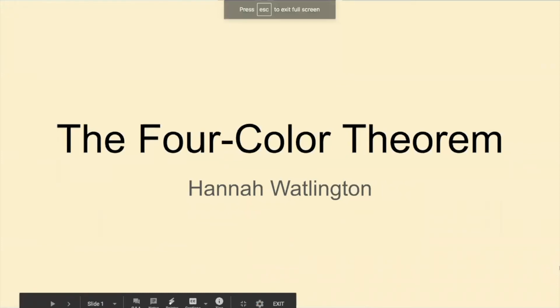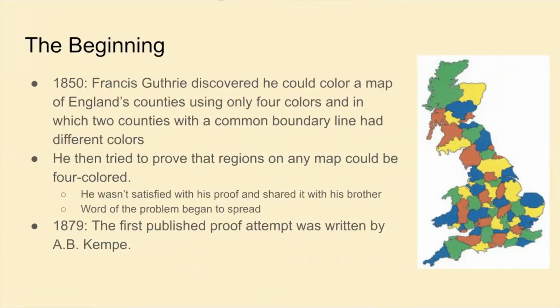My final presentation is on the four-color theorem. The four-color theorem came about in 1850 when Francis Guthrie discovered he could color a map of England's counties using only four colors, and in which two counties with a common boundary line had different colors.